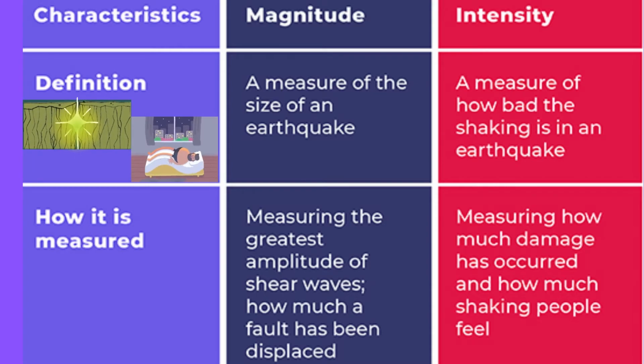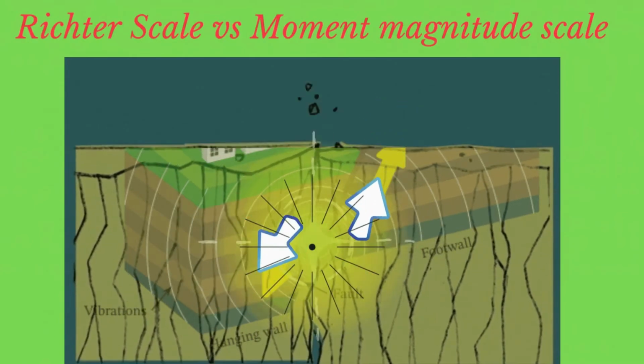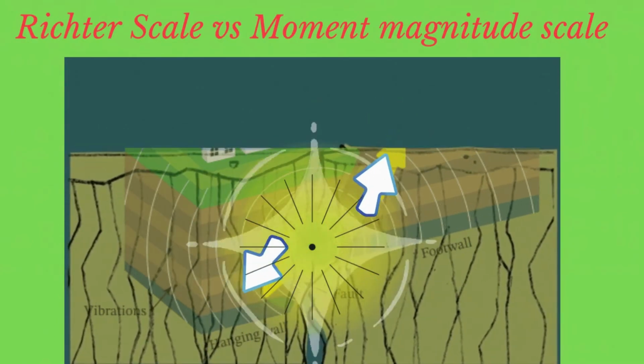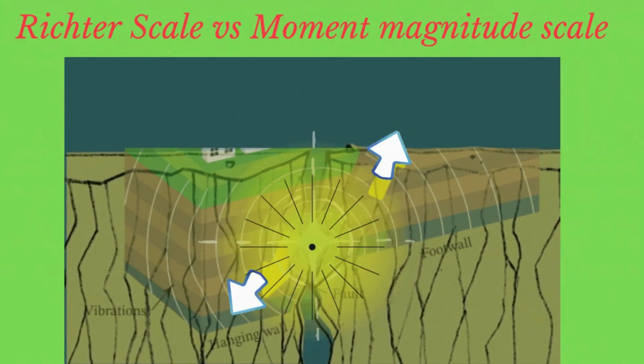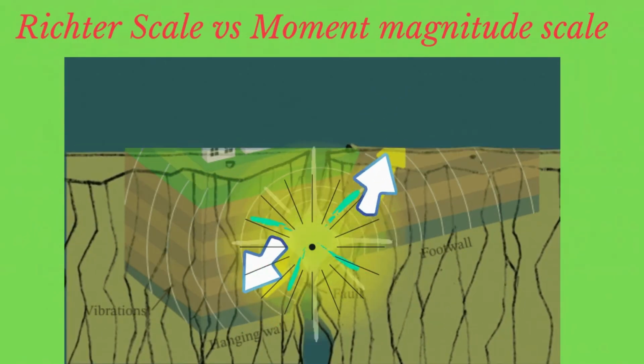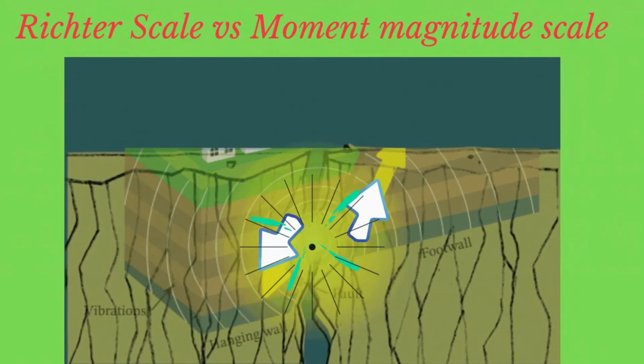Earthquake intensity is measured on the modified Mercalli intensity scale, which is based on the extent of damage caused by the earthquake to both natural as well as man-made structures in the landscape. Now let's talk a little about the Richter scale as well as the moment magnitude scale.